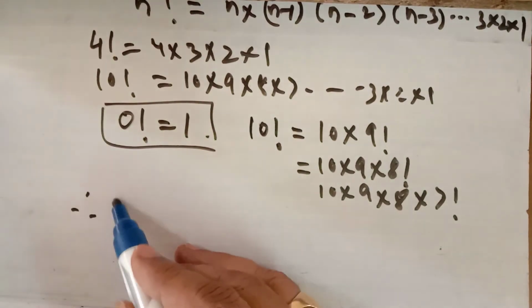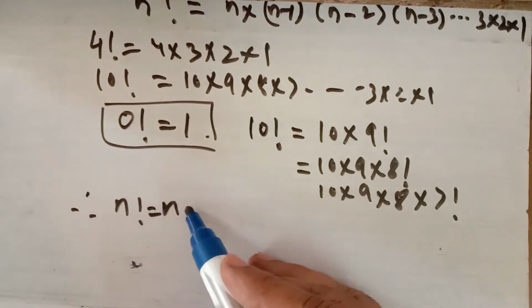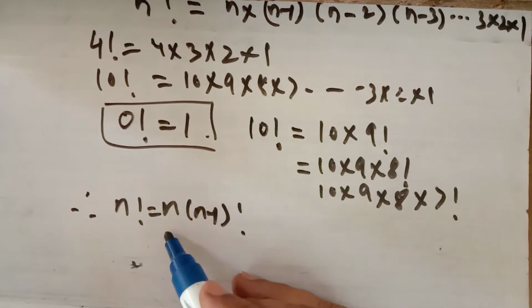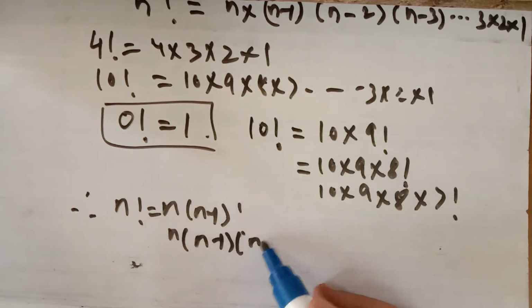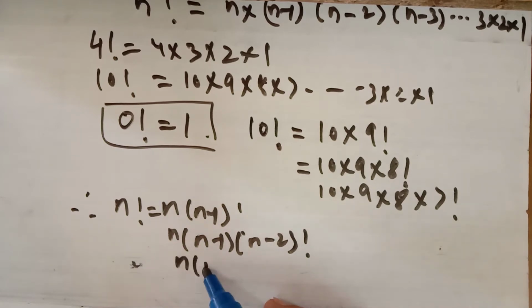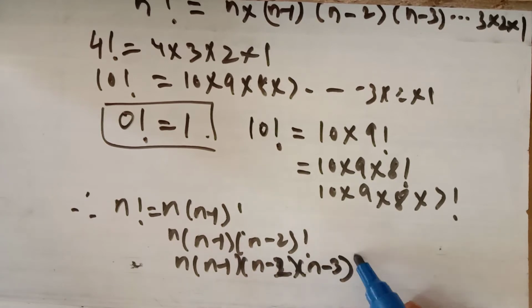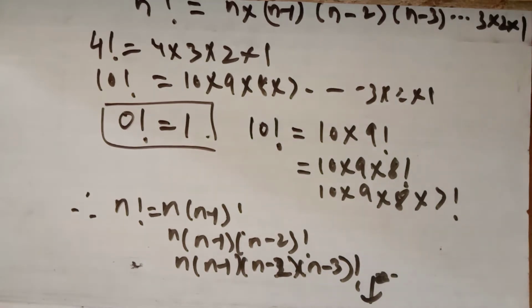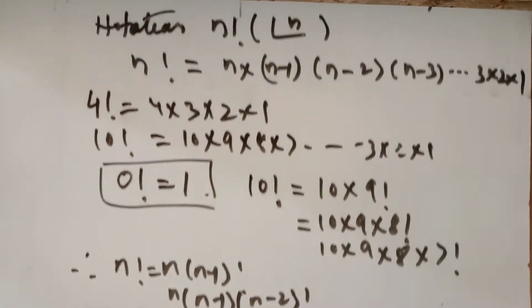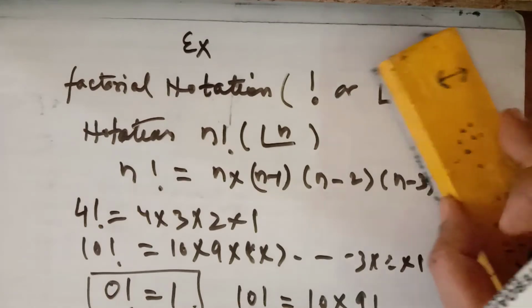So therefore, what can you write? You can write n factorial as n into (n minus 1) factorial, or you can write n into (n minus 1) into (n minus 2) factorial, or n into (n minus 1) into (n minus 2) into (n minus 3) factorial and so on. You can break the factorial anywhere. So this is the basic concept of factorial notation, and the exercise is very simple, based on this factorial notation sign, which is exercise 7.2. So open your book, exercise 7.2.